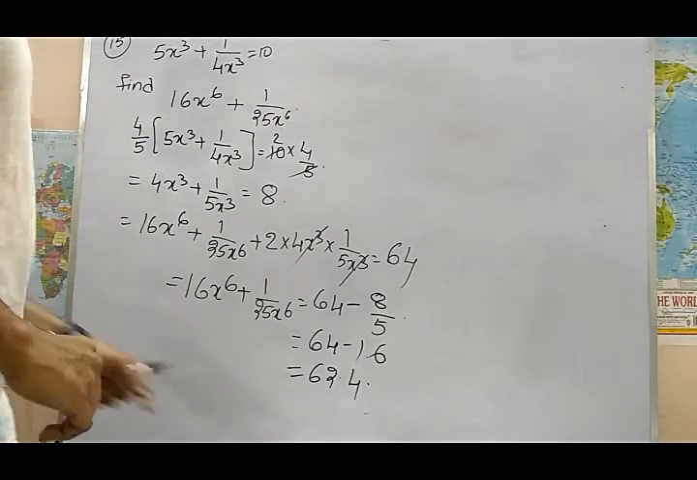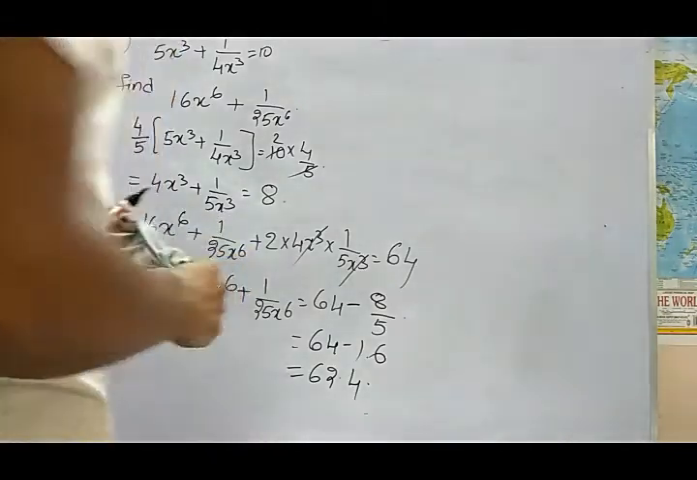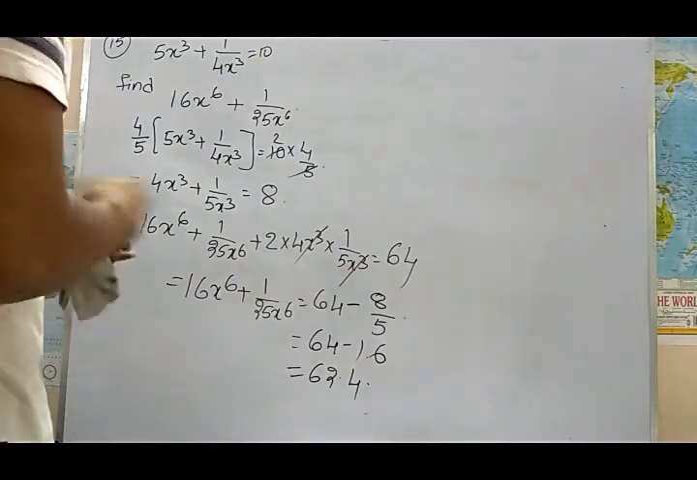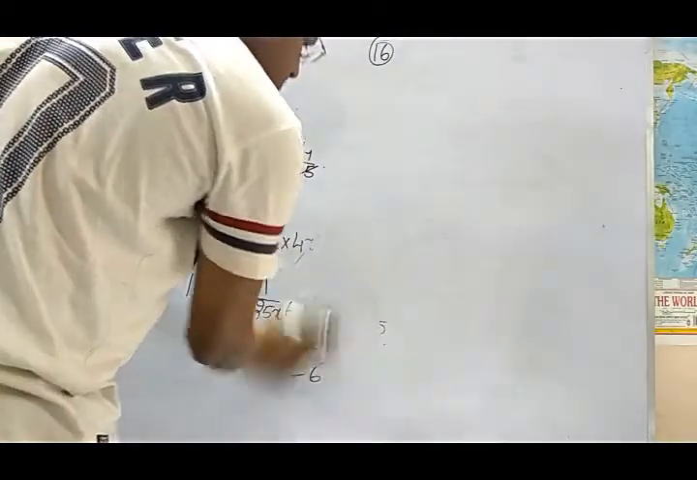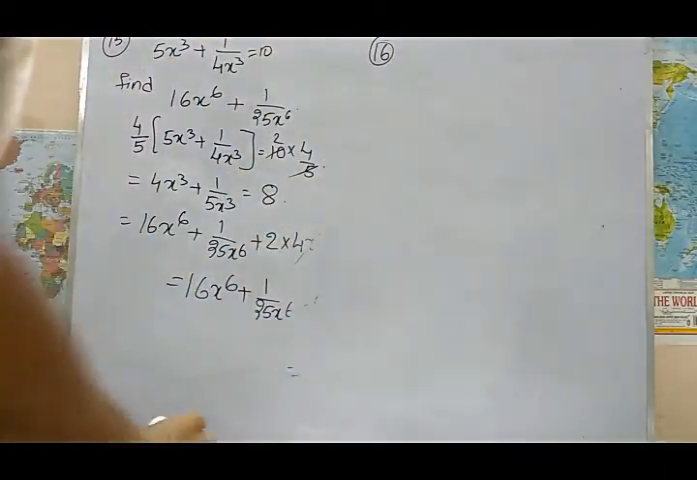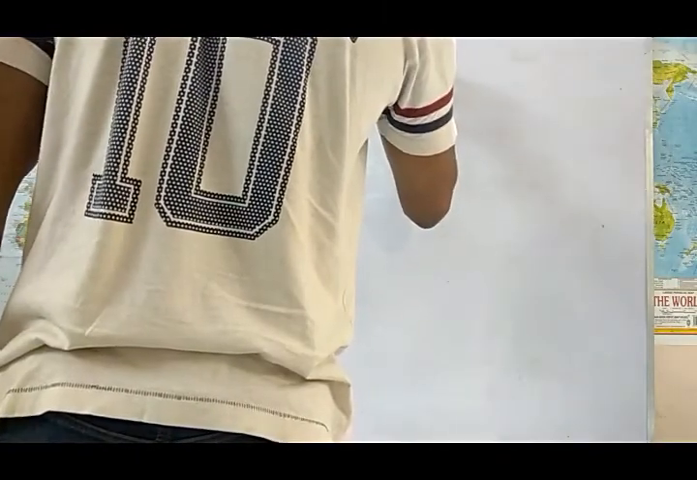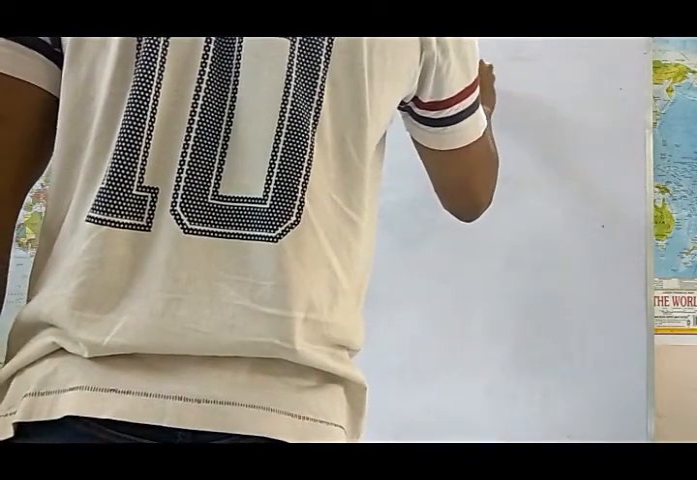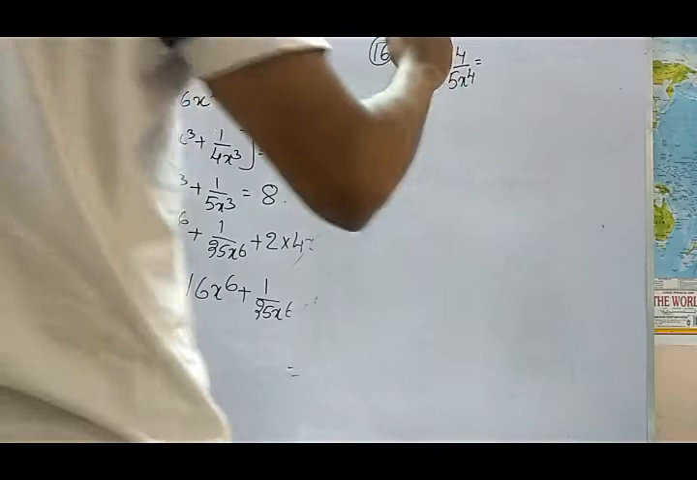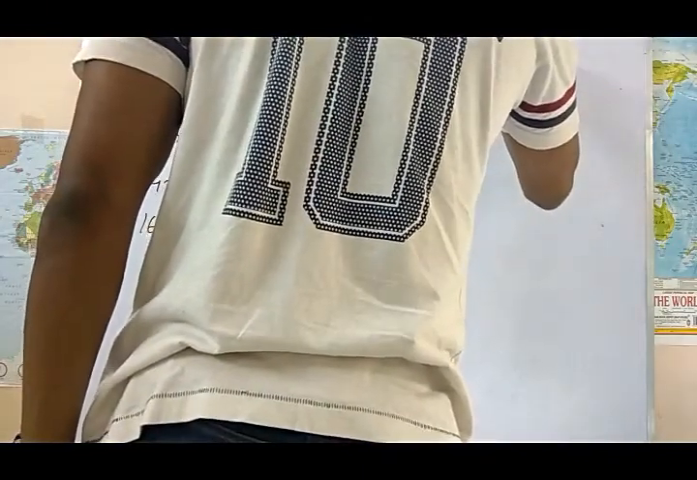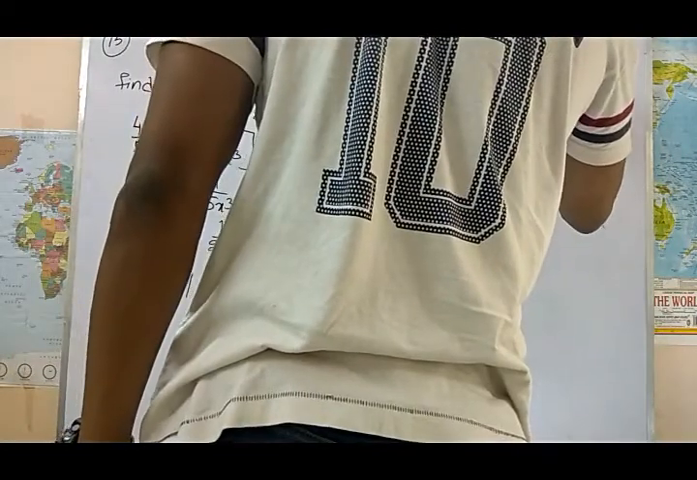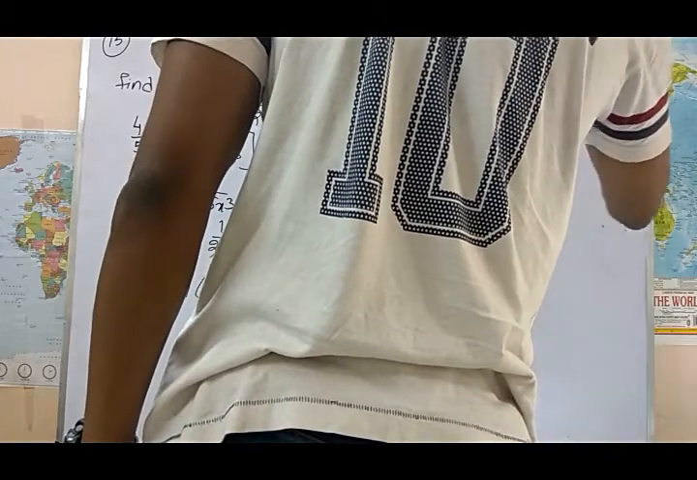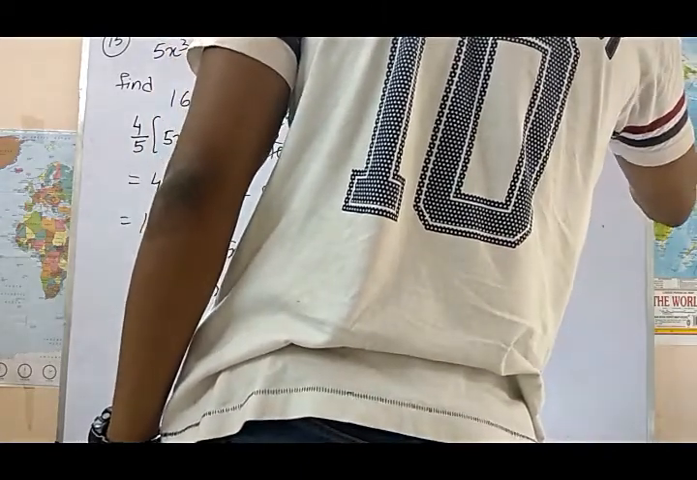62.4. Students, I will take one more question. This is the last question for this class. We'll take the 16th question here. What is our 16th question? We have 8x power 4 plus 4 by 5x power 4 equal to 24. Then they have asked us to find 75 x power 8 plus 3 by 4 x power 8 plus 1.